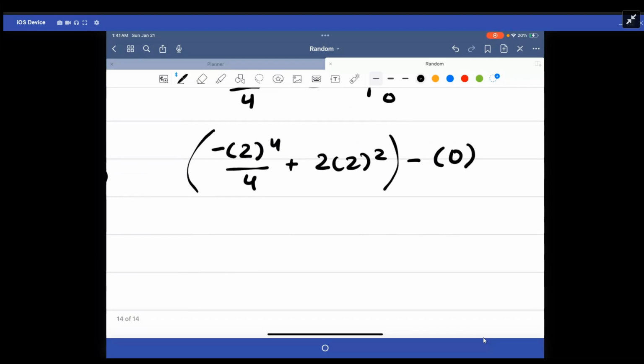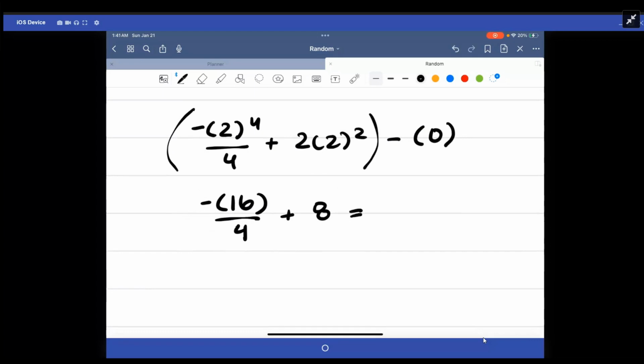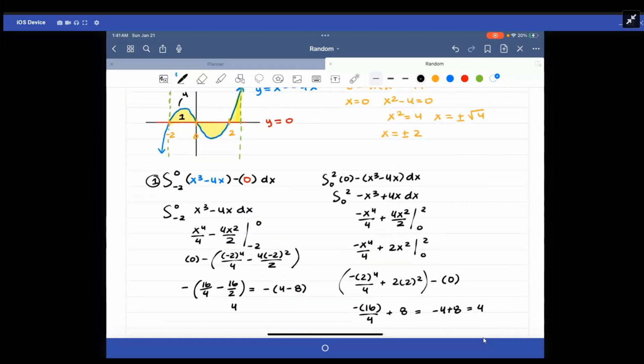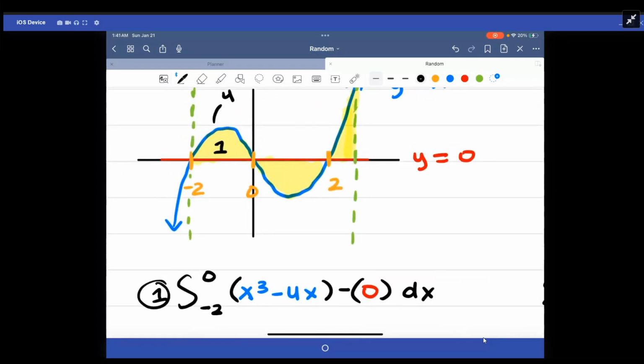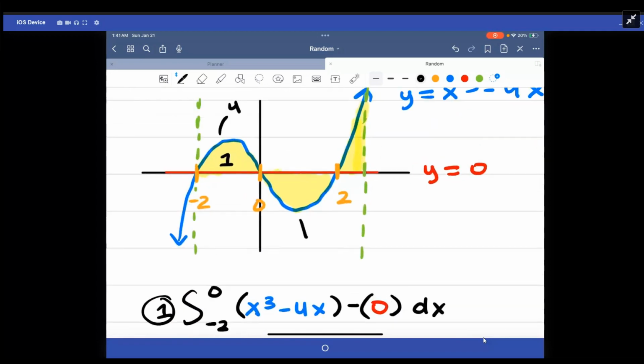Again, 2 times 2 is 4, 4 times 2 is 8, 8 times 2 is 16. So it's negative, remember negative, because the 4 is only going to 2. Negative 16 divided by 4 plus 2 times 2 is 4, 4 times 2 is 8. I guess I don't need the parentheses anymore. That's negative 4 plus 8, which is 4. So again, we have 4, which makes sense because we have x cubed, so they're probably going to be symmetrical.